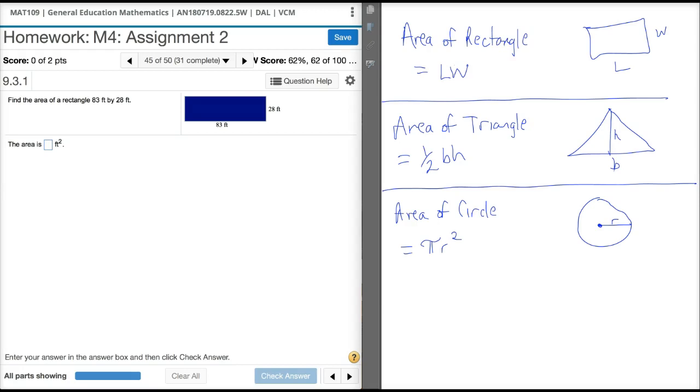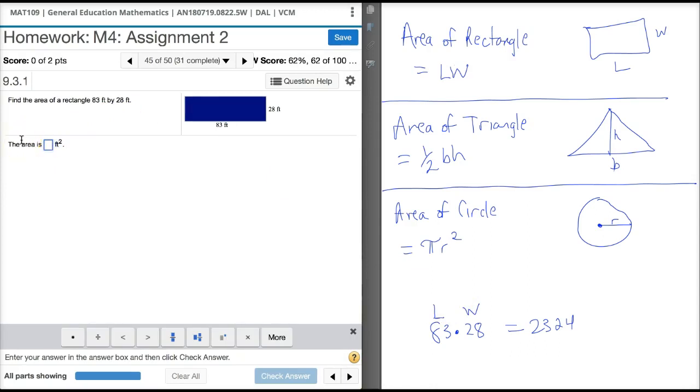And for the first one, we're just asked to figure out what is the area of the rectangle. Of course, the area of a rectangle is just length times width. So all we need to do is multiply 83 times 28, and we get 2,324. We'll call that the length, and we'll call that the width. And of course, the units are square feet, because it's just feet times feet, which is feet squared.